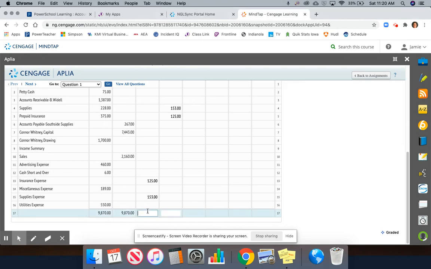Last thing we need to do is total up these two columns to make sure our debits equal credits. Our two debit amounts total to $278. Our two credit amounts total to $278. We are good to go, and that is 6-2.